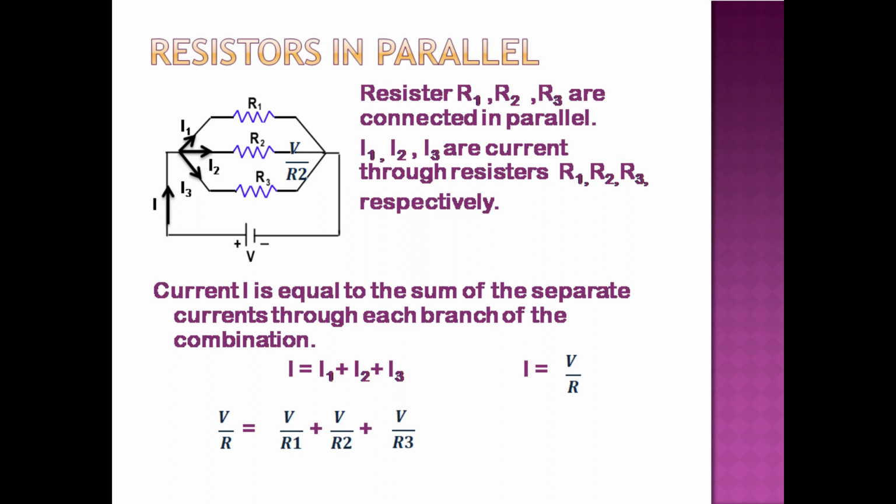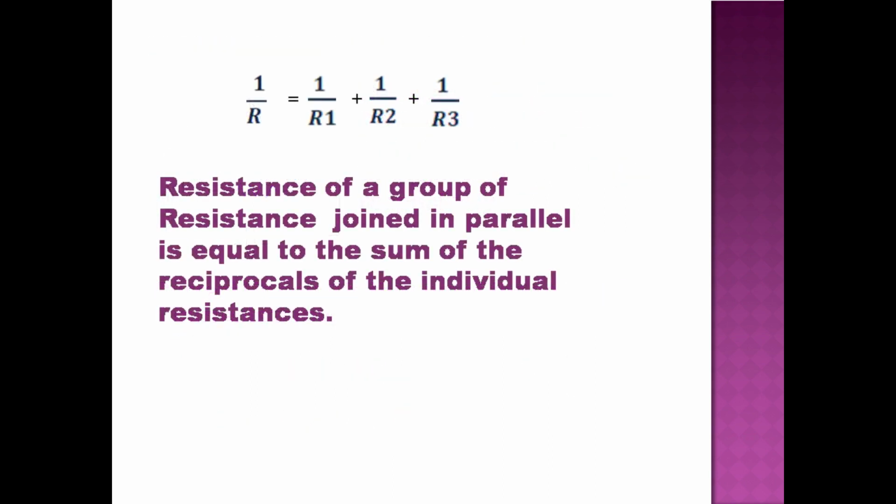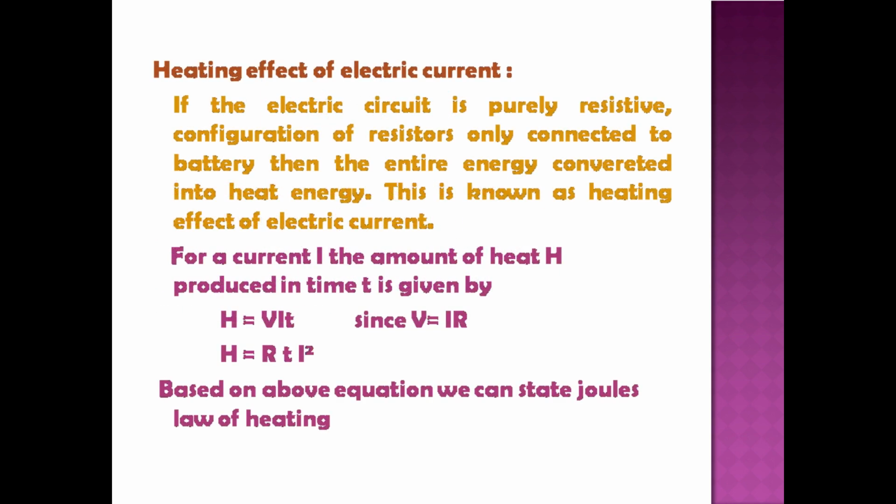From Ohm's law, we can write I is equal to V by R. Therefore, V by R is equal to V by R1 plus V by R2 plus V by R3. If we simplify further, V gets cancelled. Remaining, we get 1 by R is equal to 1 by R1 plus 1 by R2 plus 1 by R3. Resistance of a group of resistors joined in parallel is equal to the sum of the reciprocals of the individual resistances.